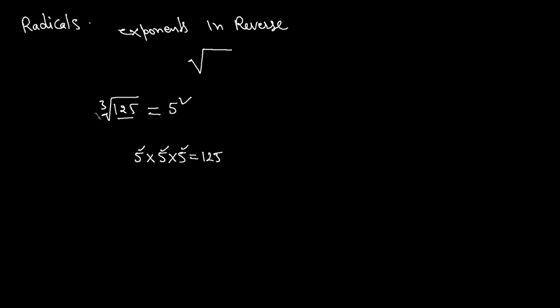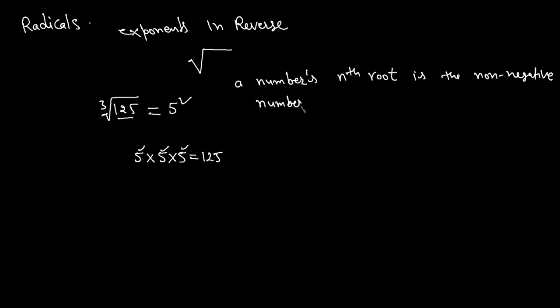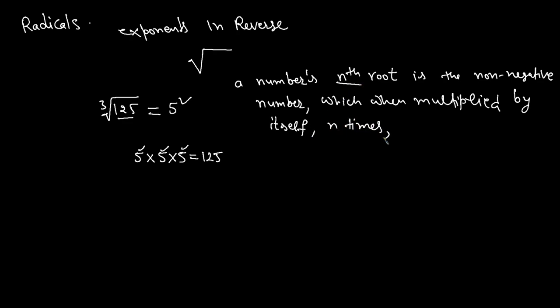Okay, one more time. In numbers, the nth root is the non-negative number which, when multiplied by itself, how many times? n times. Multiply with itself n times and it gives the original number.